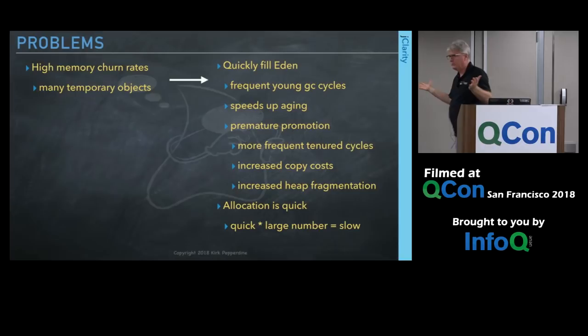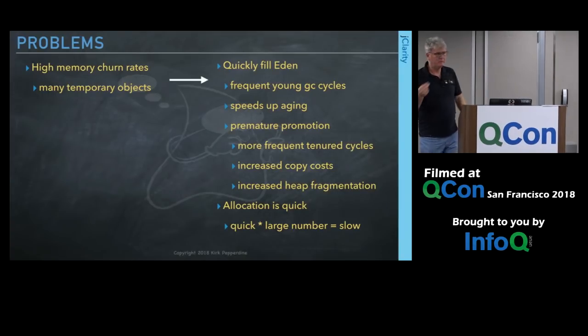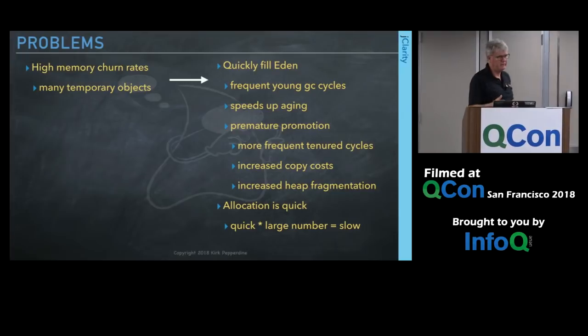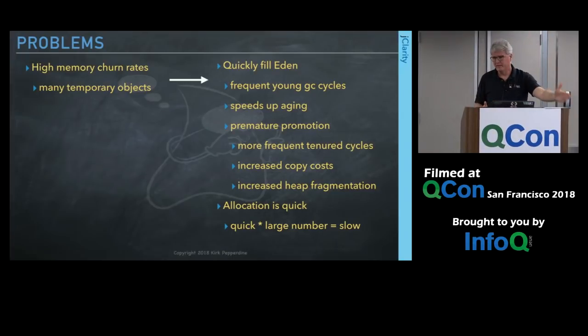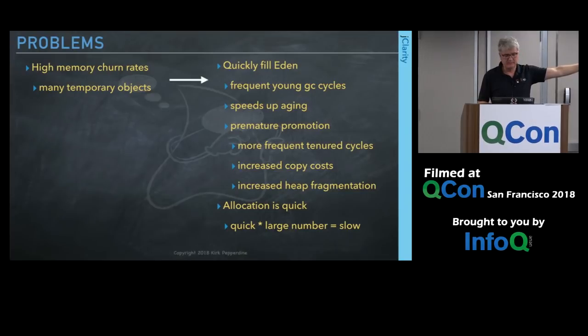I don't know. No idea. I do know that if it faces 15 of them, it's going to end up in tenured. Well, 6 or 15, depending on what the tenuring threshold is. So that's the second way I have of aging the data. The second way of aging the data is, how many garbage collection cycles has it actually faced? And if it's faced that many of them, then I'm going to have to copy that data off into tenured.